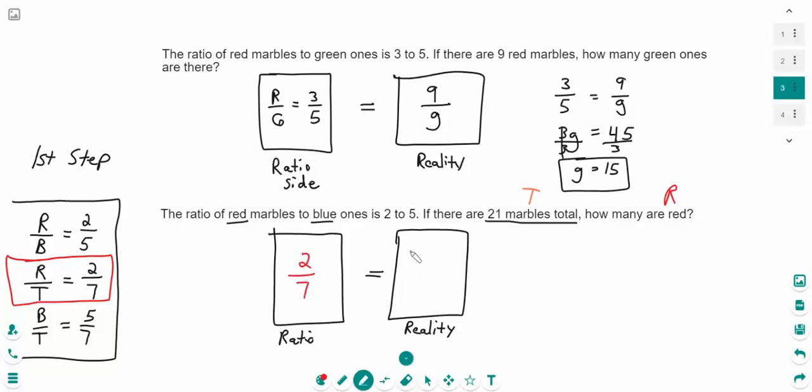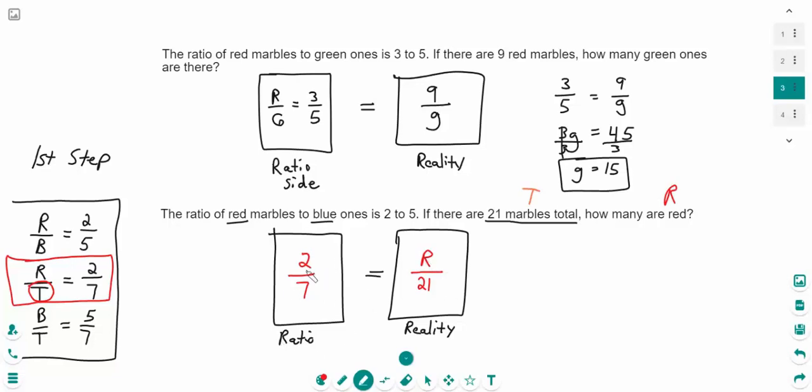Okay. Now we can look at what's in reality. In reality, they're telling us that there are 21 marbles total. So we're going to have our ratio here. We need to decide where this 21 is going to go. The 21 is a total, and if we remember our ratio, the total was on the bottom. So we need to put the total on the bottom over here as well. We need to make sure that these stay in line. Totals are with totals, and red is with red. And we know that the red is what we're looking for, so we leave that as a variable. We don't know what it is. But we have red on top, totals on bottom.